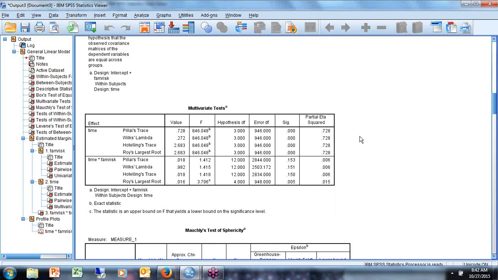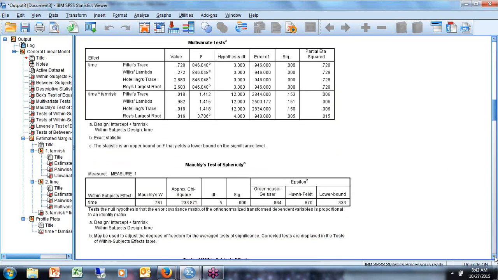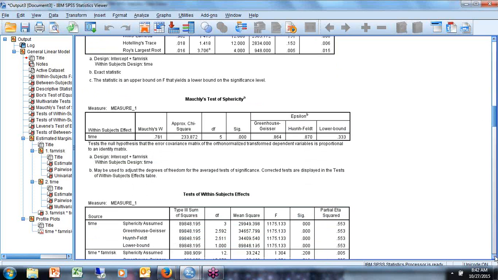The Wilks' lambda is basically telling us that time is explaining about 73% of the variance, and it looks like there's very little interaction between time and family risk, which is kind of what we expected. We're going to go down and we're going to look more at the univariate approach. We're going to look at this.